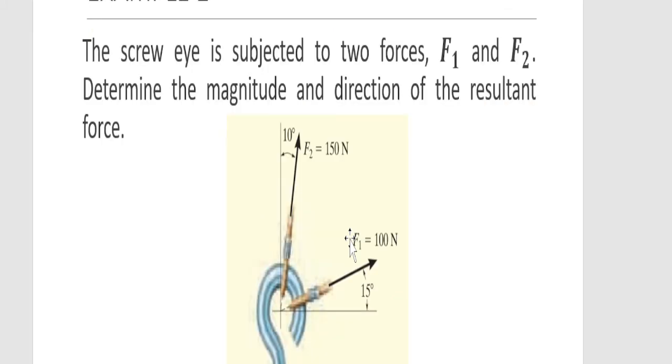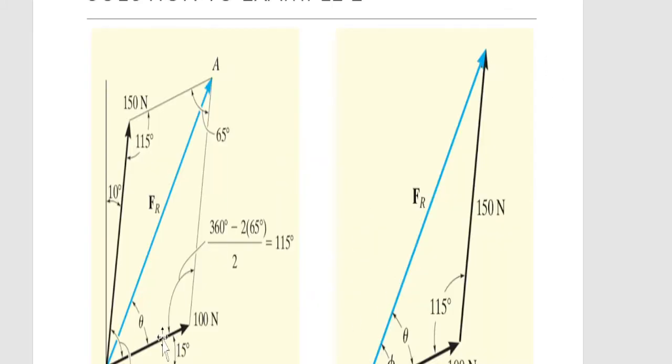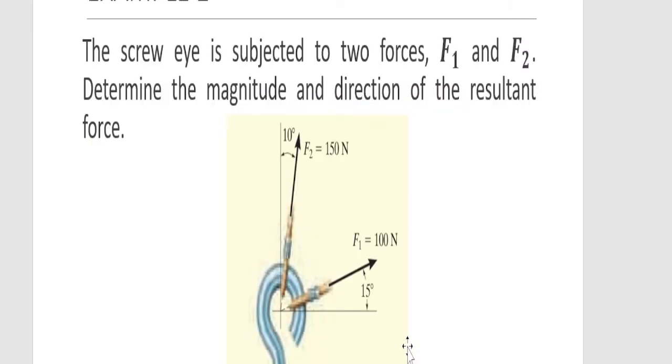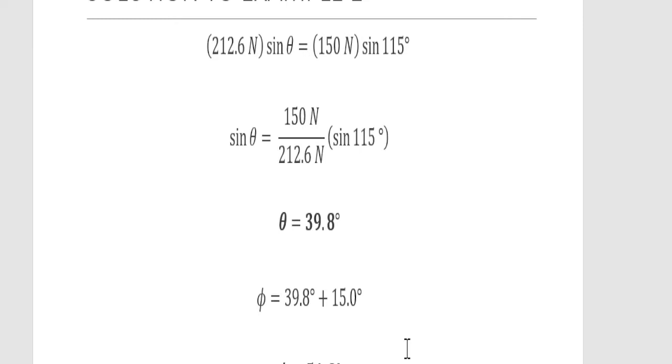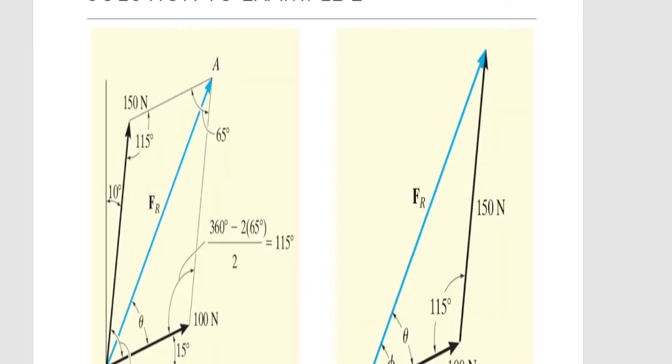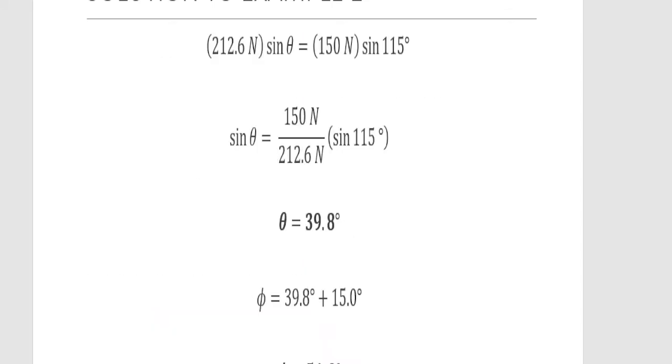But as per the question, we are going to determine the direction of the resultant force. That means the angle made by the resultant force to the horizontal plane, which is this phi. To get that phi, we already got theta, which is 39.8. So we just add these 15 degrees. That will give you the angle phi, which is 54.8 degrees.